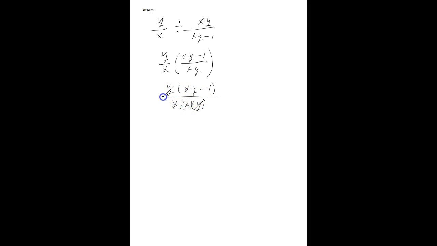So the y's will divide out, but we cannot divide out the x's, because this then becomes (xy minus 1) all divided by x squared. And we have a minus sign in here, so therefore we can't divide it out. So this would be the solution to this particular problem.